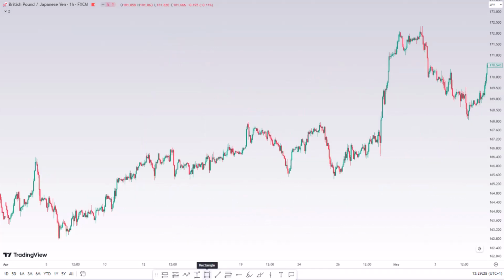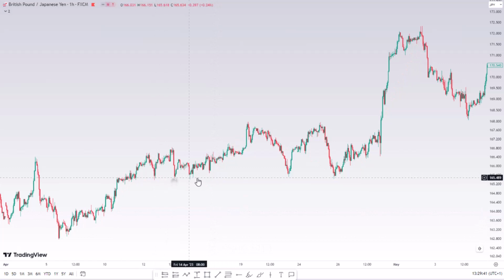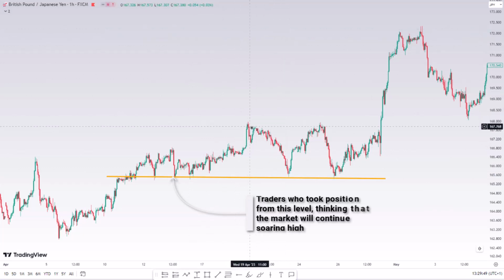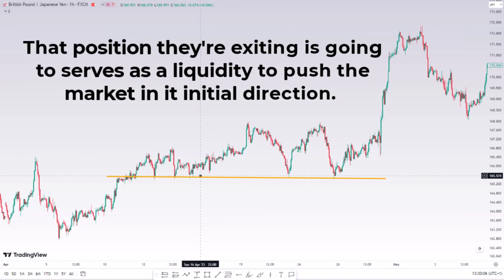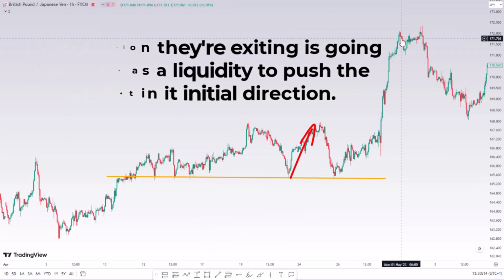In an uptrending market where price continues to create higher highs and lows, you will notice at one point traders took position from this level thinking that the market will continue showing high. What happens? The market takes a U-turn and gravitates back towards their position, thereby creating more anxiety in a lot of traders. Hence, they are going to exit their position. That position they are exiting is going to serve as liquidity to push the market to its initial direction.